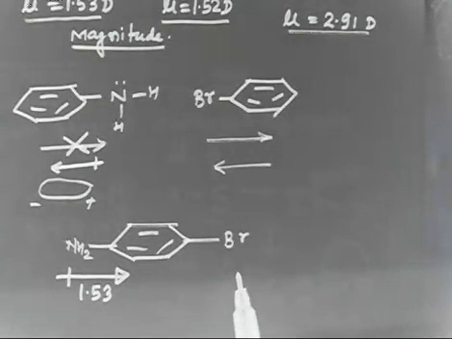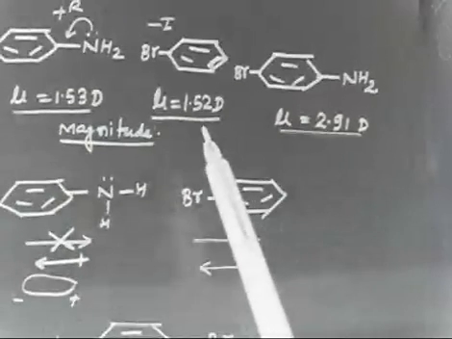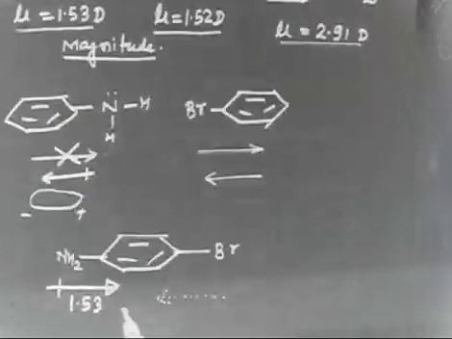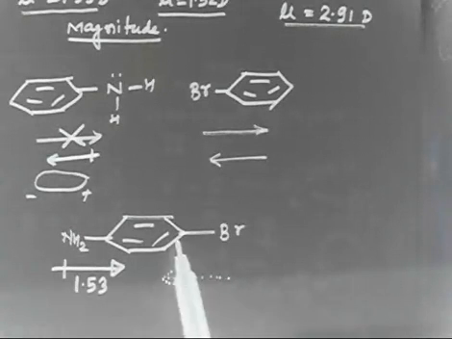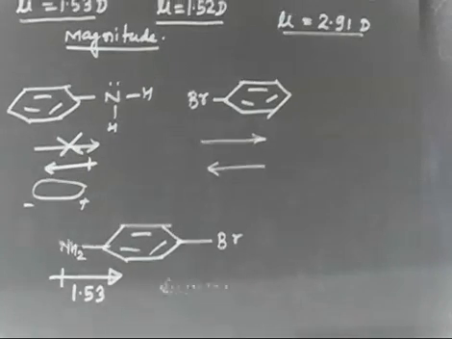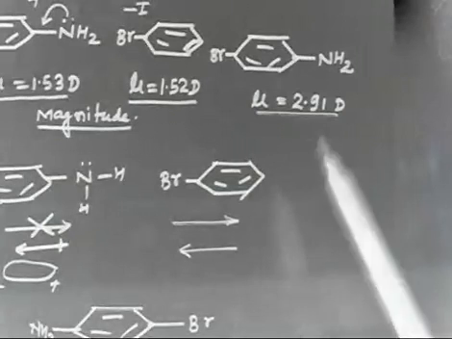Now I have an idea. If I have dipole moment due to bromine in this direction, in that case the resultant dipole moment will be 1.53 minus 1.52, because if you have a bromine group here, 1.52 to this side, in that case the resultant will be approximately 0.01, 1.53 this side, 1.52 to this side. So you will have 0.01 this side, but that is not the actual case. Actually the dipole moment of this molecule is 2.91.